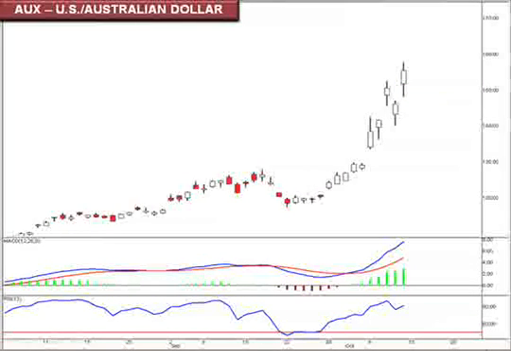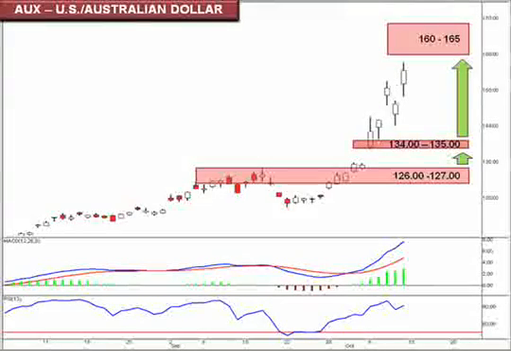Well, we've seen a huge move for the US dollar against the Australian dollar, which is illustrated here in our FX options pair value symbol AUX. Last week we were looking at a break above that 126 to 127 focal zone to meet with a little bit of resistance at the 134, 135. We clearly blew right through that focal zone and now find ourselves playing up to the 160 to 165 area, which represents a bigger picture target.